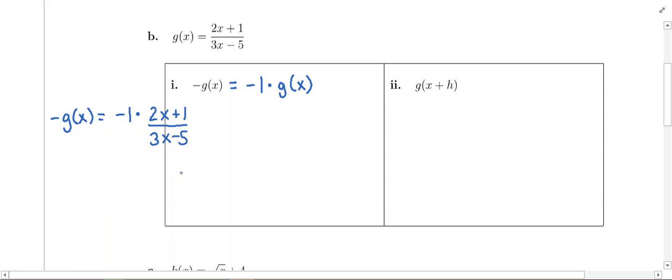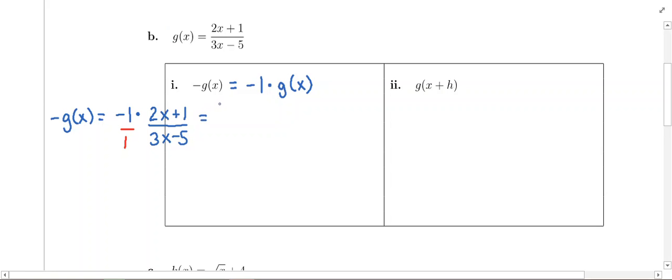Okay, the question is, how do you simplify this? Do you multiply the top and the bottom by negative 1, or do you just multiply the top by negative 1? What do you do? Okay, well, let's reason through this. So the 2x plus 1 over 3x minus 5, that is a fraction. So let's make the negative 1 a fraction as well. You can make anything a fraction by putting it over 1. Negative 1 divided by positive 1 is still negative 1.